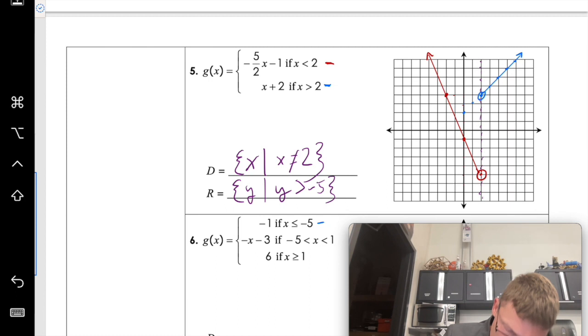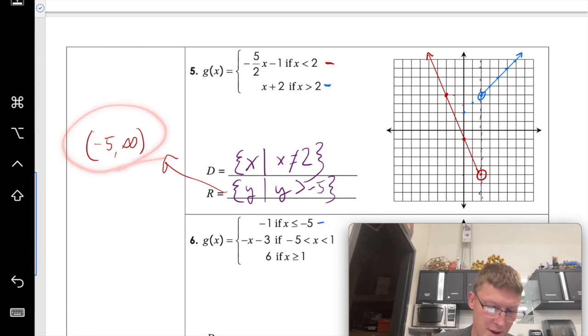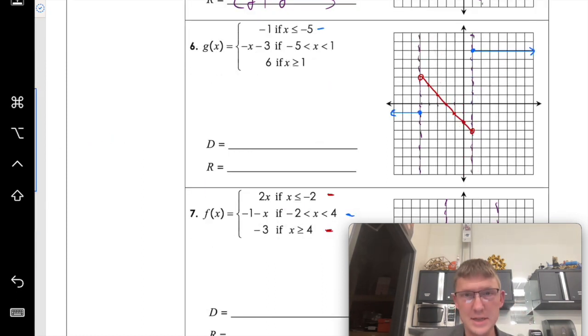-5. And again, the other way to write this is as an interval. It would go from -5 to positive infinity. Both of them are equally correct. I generally prefer this one because I think it's easier to write, but it doesn't really make a bit of difference. All right, so number 6 is, again, another good one to go through because there are 3 different equations.